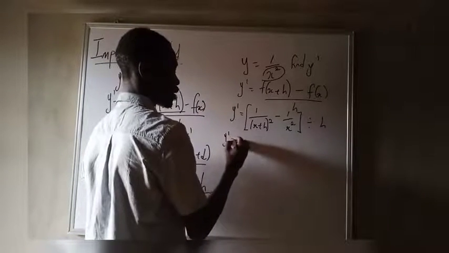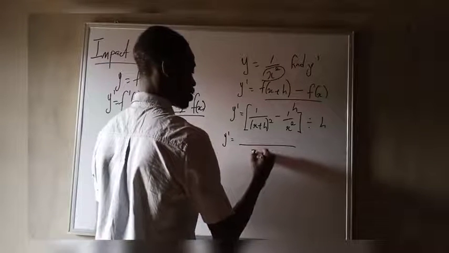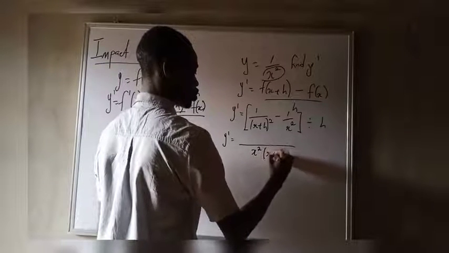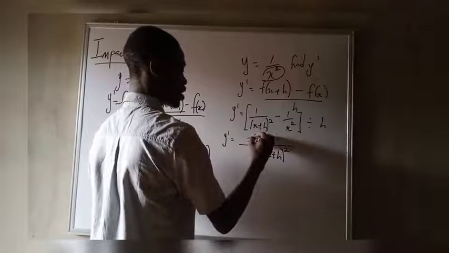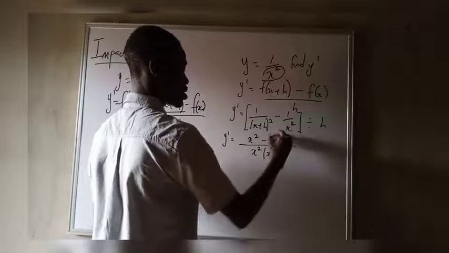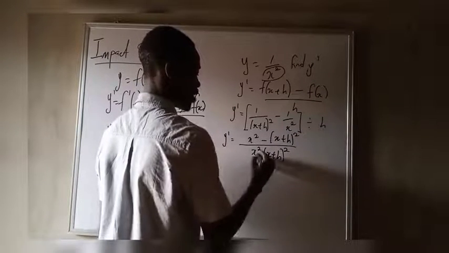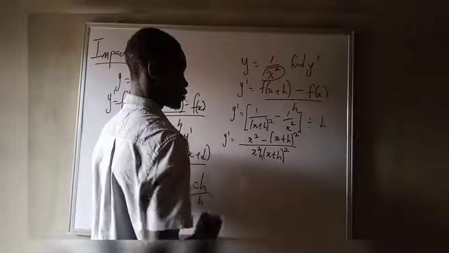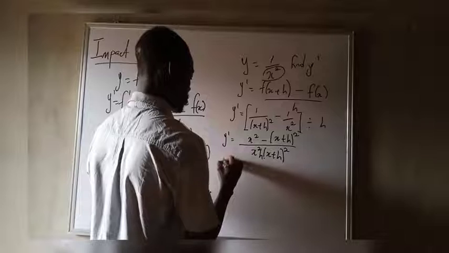So that will give us y prime is equal to, now from this, what is the LCM? That will give us x squared into x plus h all squared. This we cancel, then we have x squared minus this, we cancel this, then we have x plus h all squared. Now divided by h, the h will come here. And from this place, what do we need to do? We just need to simplify.